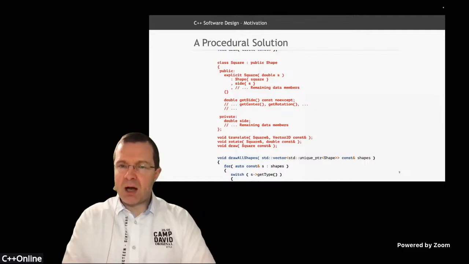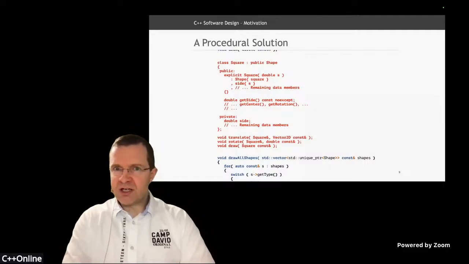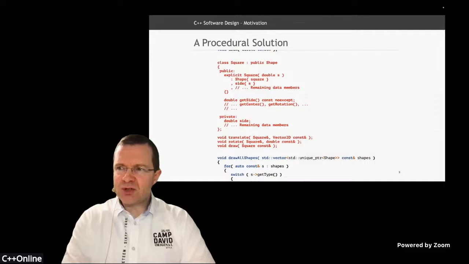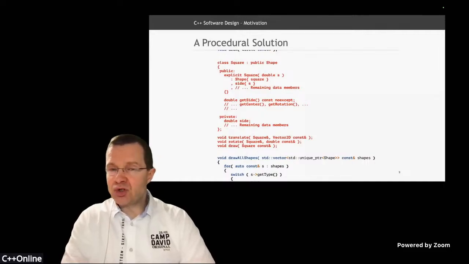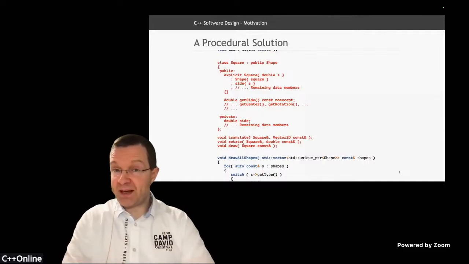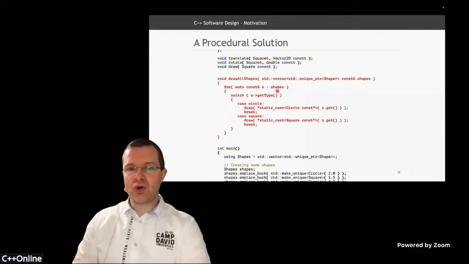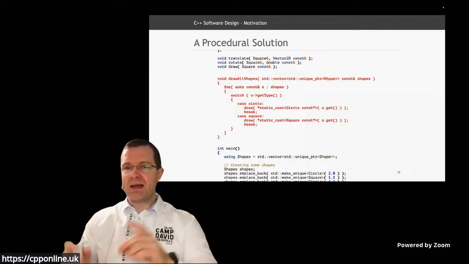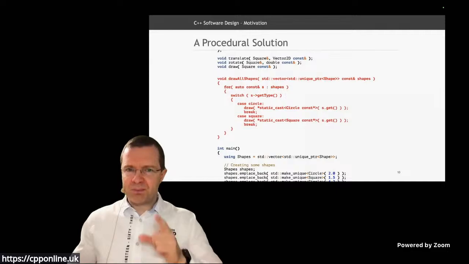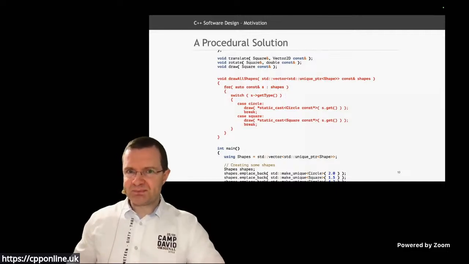So now I can draw the different kinds of shapes, but I do not just want to draw a single shape. I want to draw many shapes. And hence, I now have a draw all shapes function, which draws an entire vector of shapes. So vector of shapes means vector of base pointers, so a vector of unique pointers of shape, which is quite a mouthful, but that's what we have to traverse. So we run over all those shapes one by one.